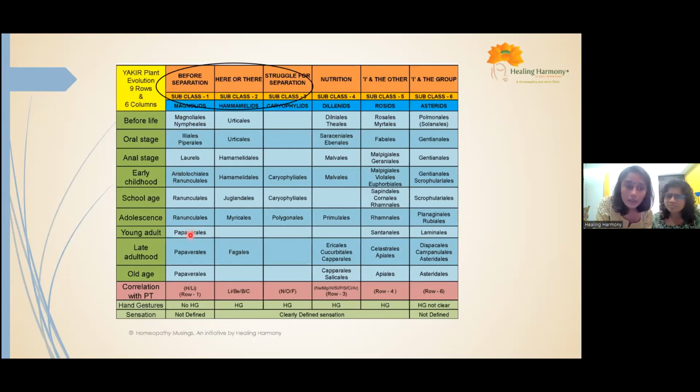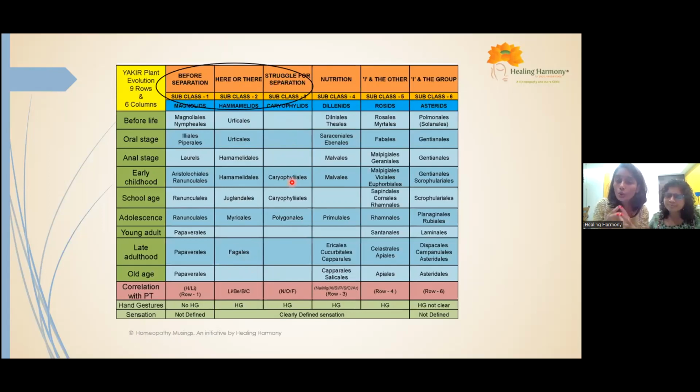So after subclass 1, subclass 2 is a continuation of the story, of the journey of subclass 1. Okay. And similarly, when subclass 2 ends with Fagales, you have trees like the oak tree, for example, over here. When you enter subclass 3, it is a continuation of subclass 2. So it's going to have similarities, but here now I need to separate from the womb. I have to come out.